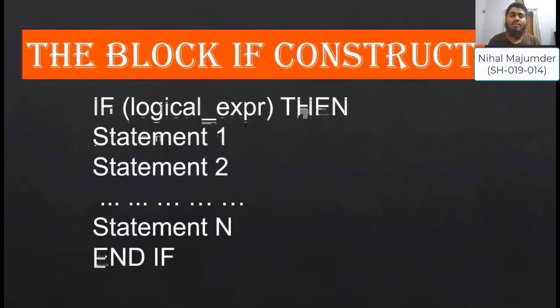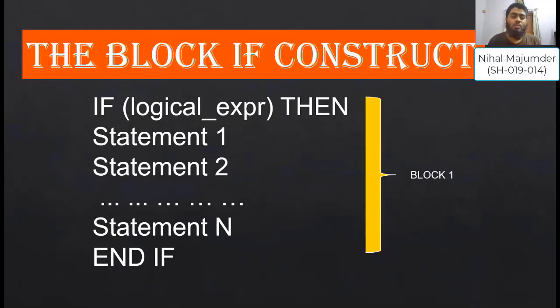Here you can see the structure. If the logical expression is true, then the program executes all the statements from if to end if. On the other hand, if the logical expression is false, then the program skips all the statements from if to end if and executes after the end if statement. If you understand this, it will be helpful for writing code using the block if construct.